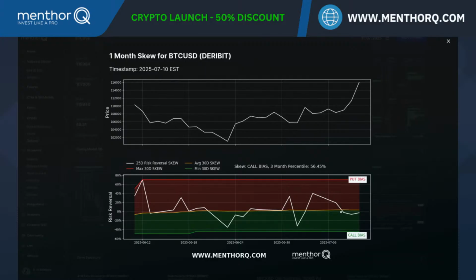The moment we dipped here in the call territory, everything shifted. So even if you missed the first move, the moment you saw that here should alarm you. That's why this is important.